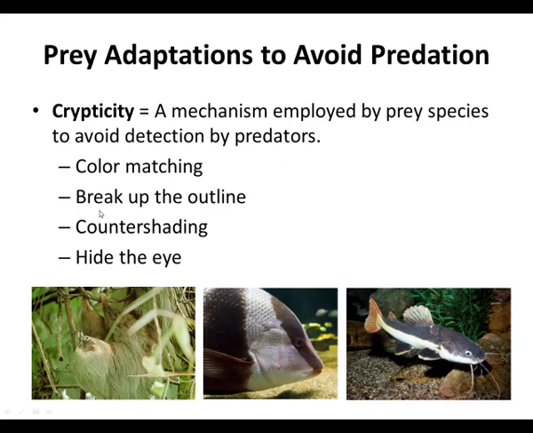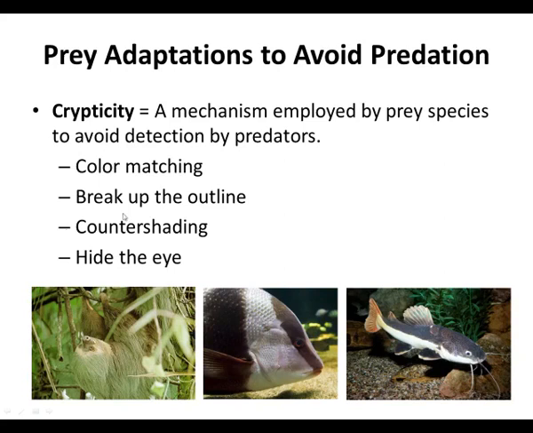And sometimes it's easy to actually break up the outline. Think about all the stripes of many organisms and spots. So that will effectively break up the outline of the organism. So when you cannot detect the outline, it's really hard to target. So the predator will be confused.